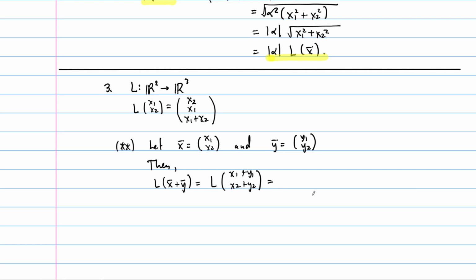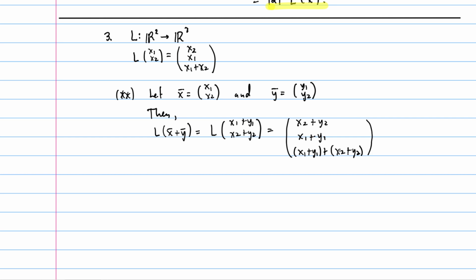And then you apply the formula. So now when we apply the formula, the first component of the new vector is the second component of this one, right? So it's x2 plus y2. The second component is the first component of the input vector, so that's x1 plus y1. And then the third component is the sum of all of them. So x1 plus y1, parentheses, plus x2 plus y2, parentheses. And that's the output vector.